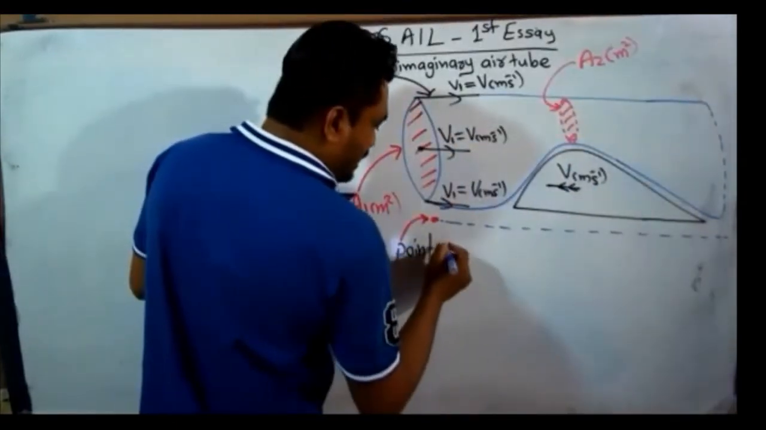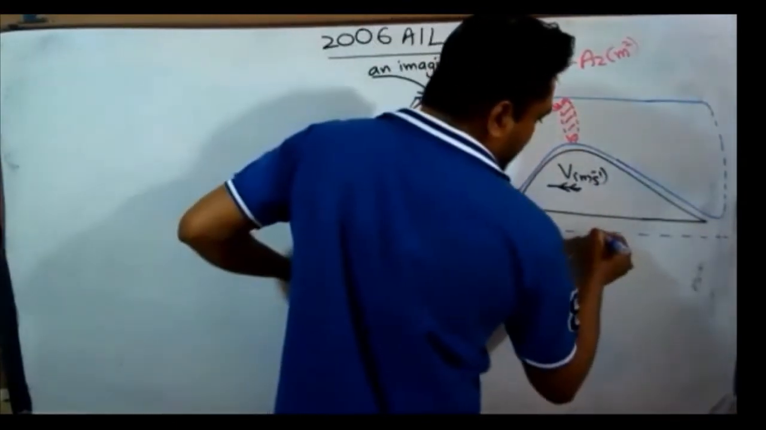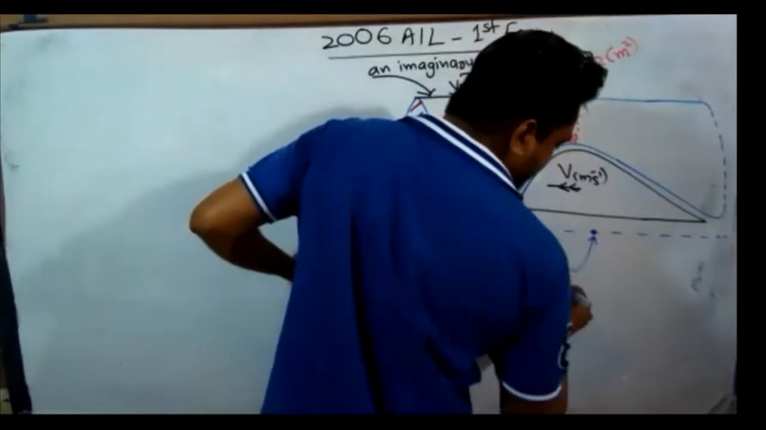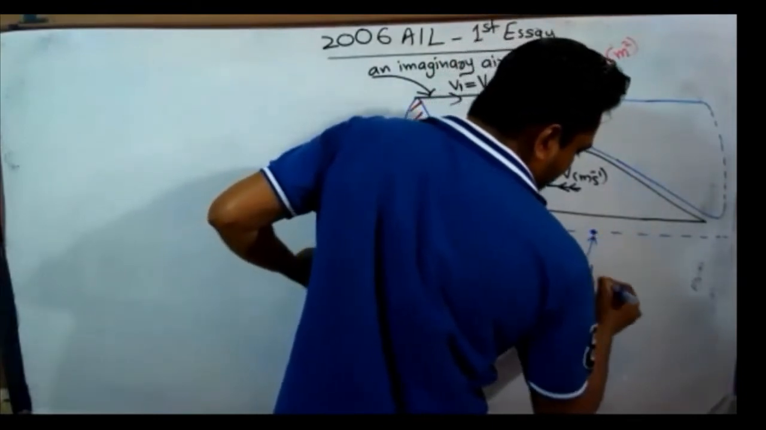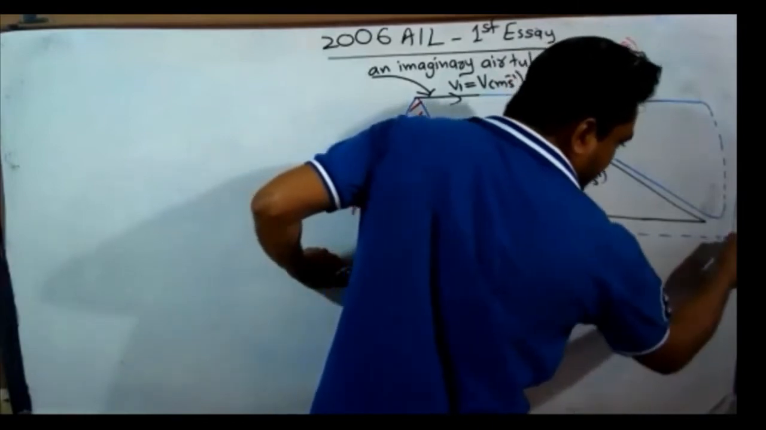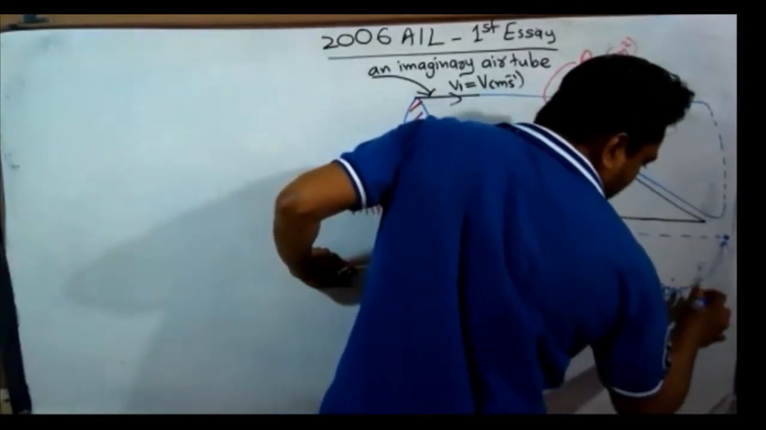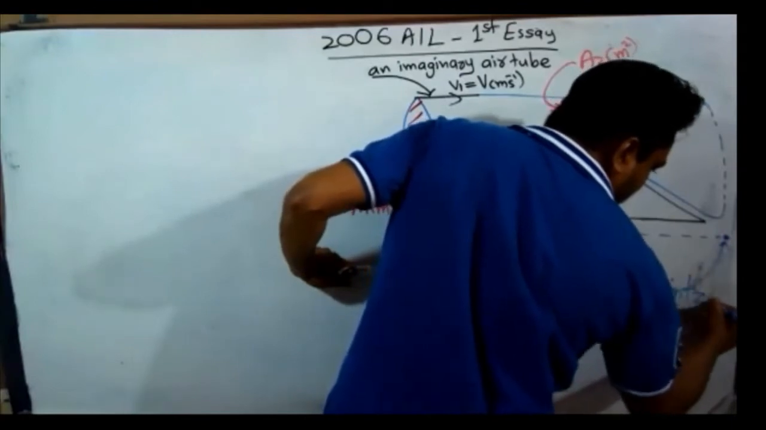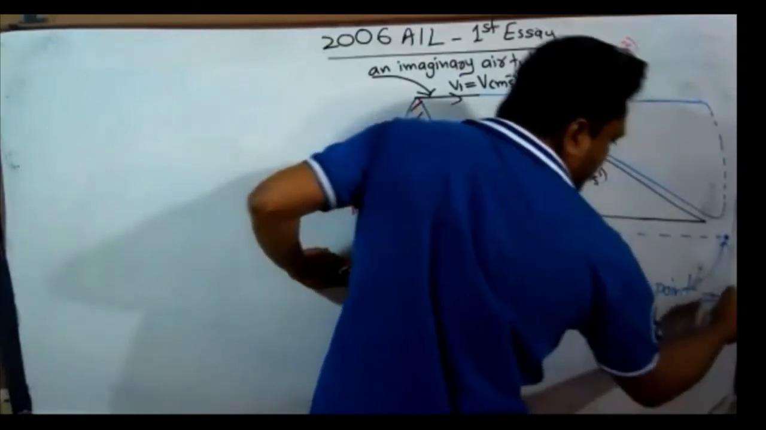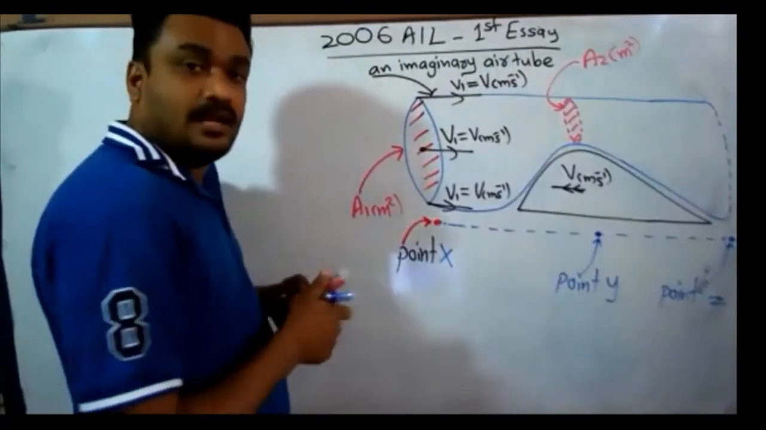This is point x. Let me mark this as point y, and let me mark this as point z. These things will be needed in future. That's why I have marked.